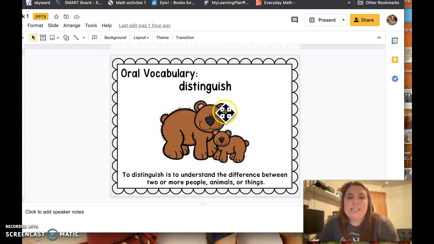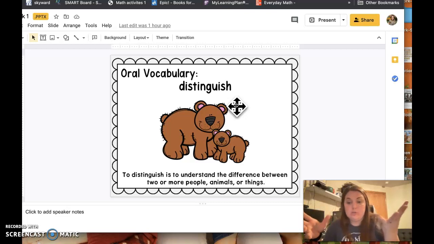All right, here is our first vocabulary word. This word is distinguish. Can you say that with me? Distinguish. To distinguish is to understand the difference between two or more people, animals, or things, right? So if we distinguish between animals, there are cats and there are dogs, right? They're the same because they both are animals. They have 4 legs, they have fur, right? But they're different because one's a cat and one's a dog.